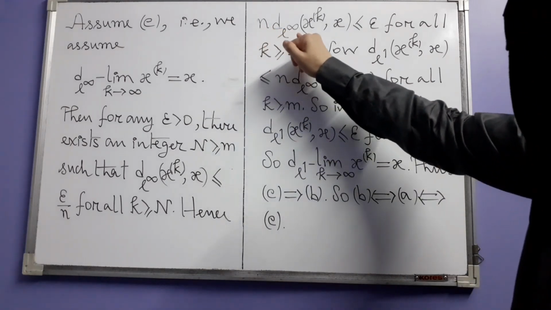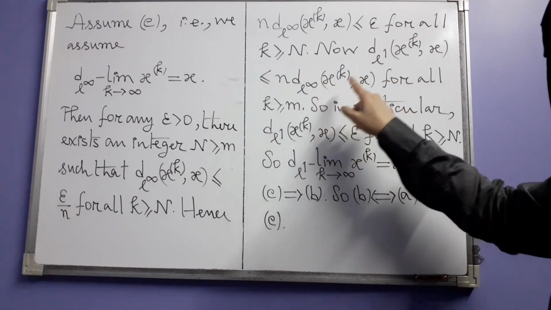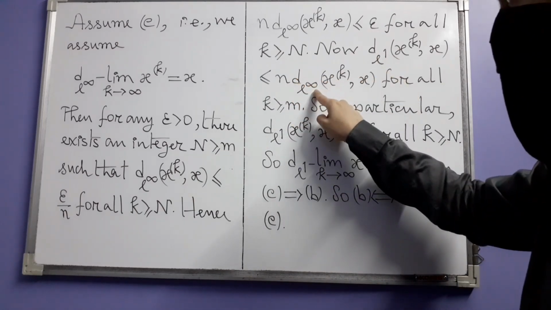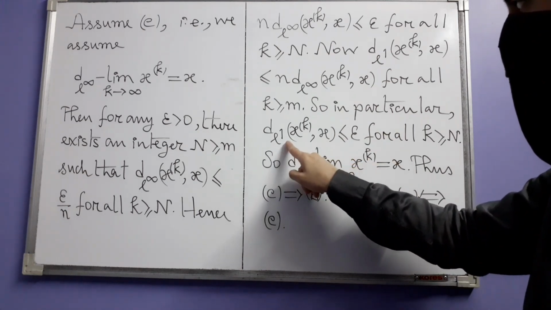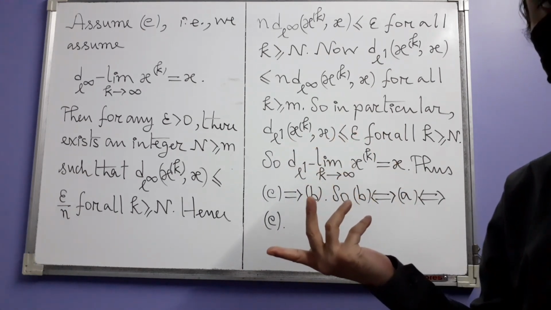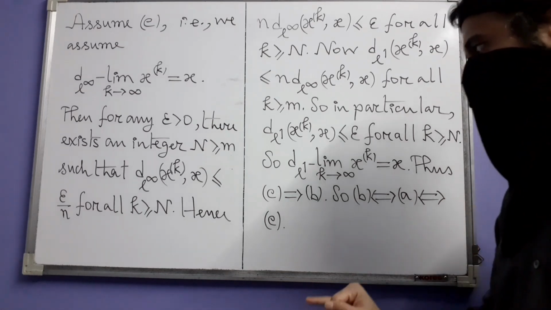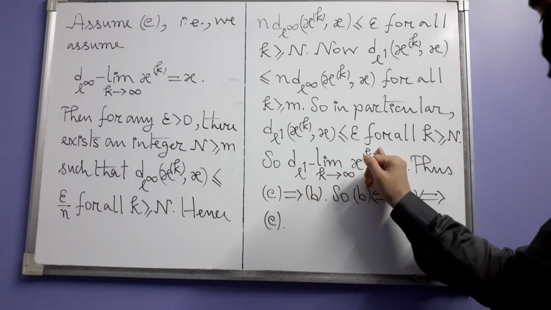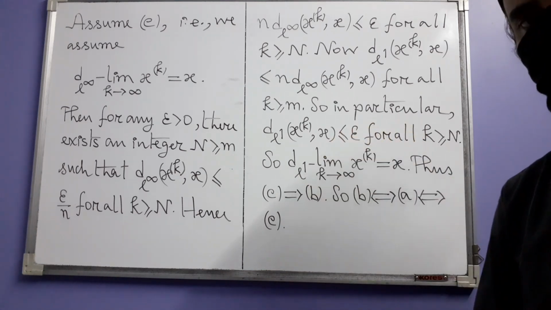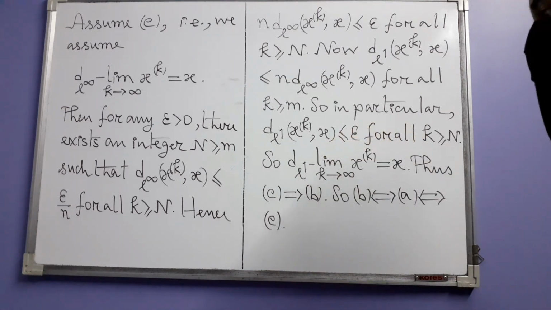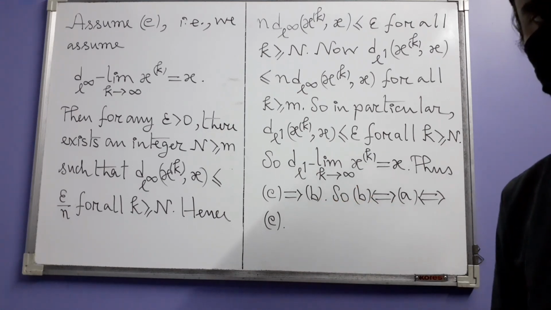So n times dl infinity is less than or equal to epsilon, and dl1 is less than or equal to n times dl infinity for that type of case. That is why dl1 would be less than or equal to epsilon. That's it for all k greater than or equal to n. So that just simply means that our sequence xk converges to x now with respect to the little l1 metric. And that is our part B.